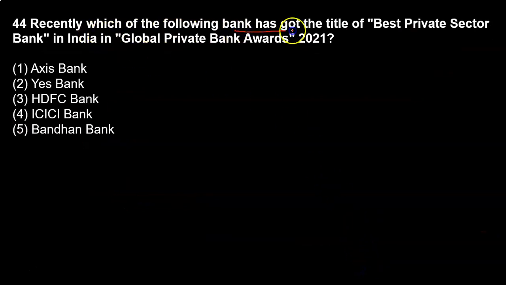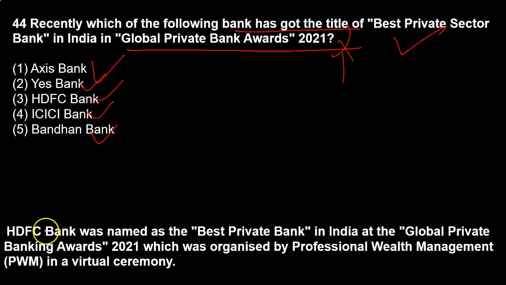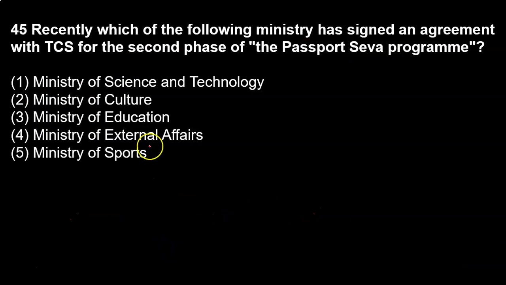Recently, which of the following banks has got the title of Best Private Sector Bank in India in the Global Private Bank Awards? Your options are Axis Bank, Yes Bank, HDFC Bank, ICICI Bank or Bandhan Bank. So the answer is HDFC Bank. HDFC Bank was named as the best private bank in India at the Global Private Banking Awards 2021, which was organized by Professional Wealth Management in a virtual ceremony.